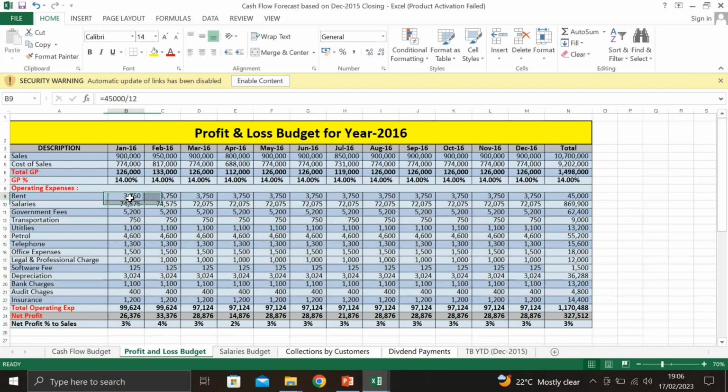So all of these are our cash expenses: rent, salaries, government fees, transportation, utilities. This cash expenses we can get from here. Receivables we have in the trial balance, bank balance we have there, PDCs from customers we have there, and supplier balances are also there. So this is the main source of our data, the P&L budget and the trial balance. These two are the main sources.